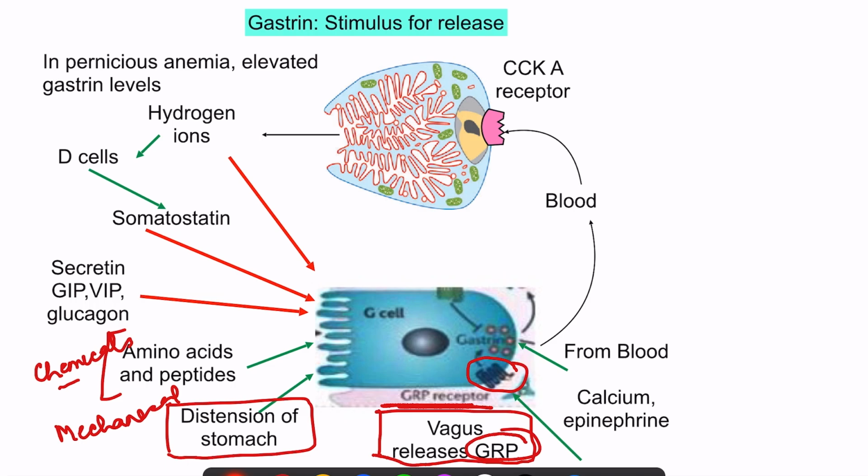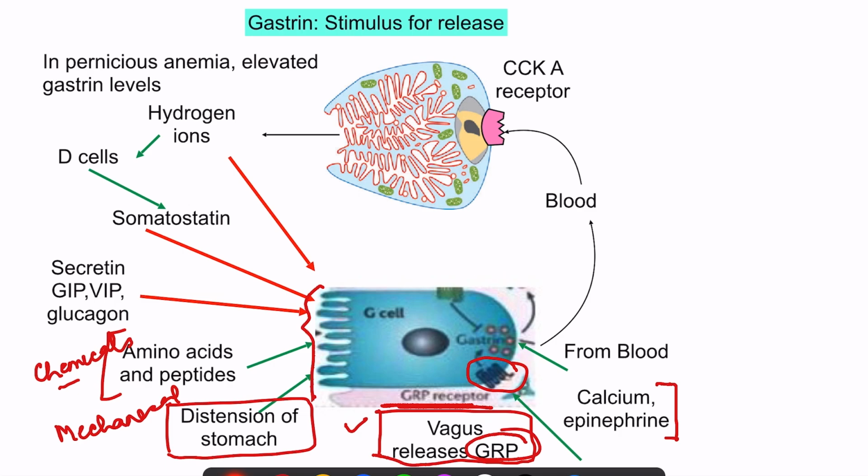Then from blood, we have some stimuli, that is the calcium and epinephrine. So you see locally which stimuli are acting: if they are present in the stomach, they are acting on the apical side, and those coming from neural and from the blood are acting on the basolateral side. Actually, this distension of the stomach will cause stretching and ultimately it will cause stimulation of the neural supply as well.